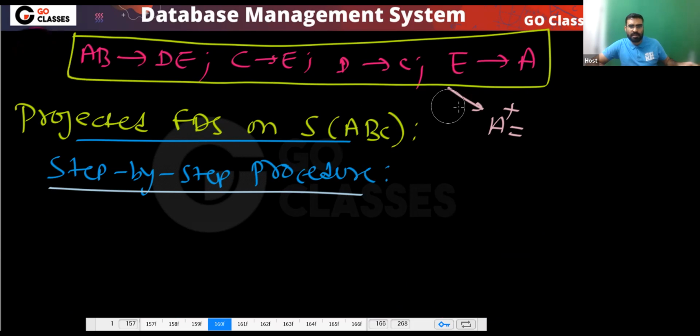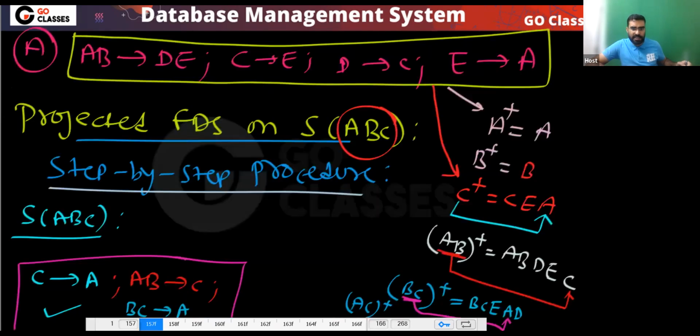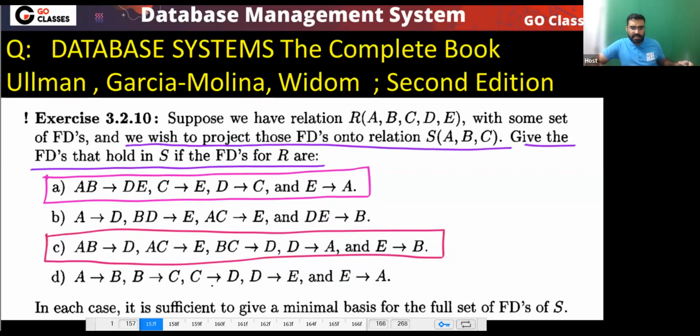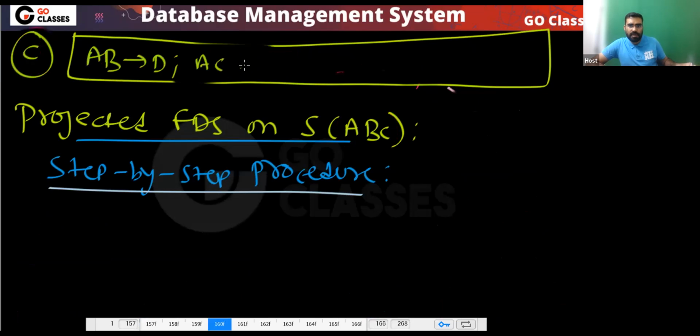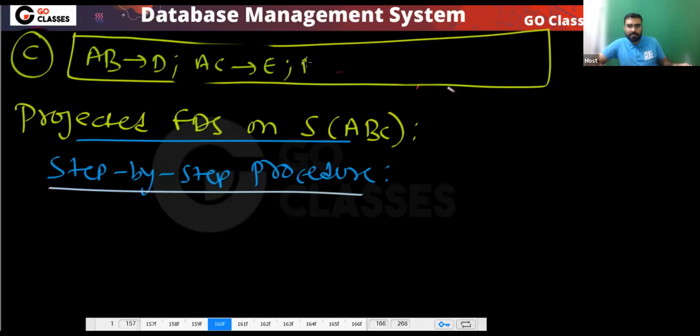Okay, let me also see option number C. Let's also solve two questions. I will solve one, and the remaining ones you can try. What is option C? AB determining D, AC determining E, BC determining D, D determining A, E determining B. Okay, so like this.